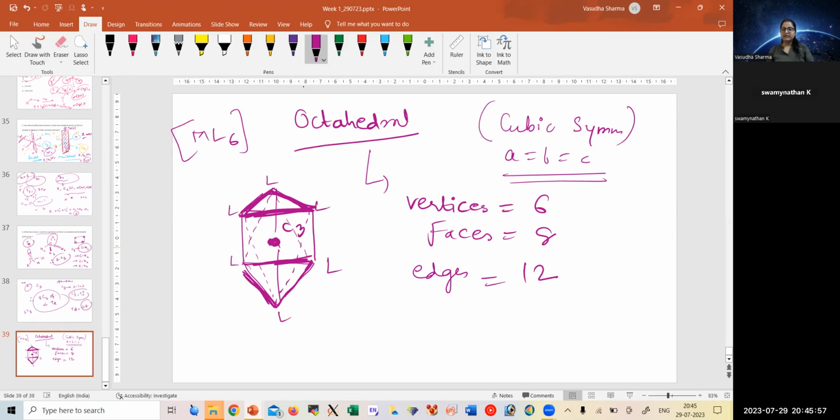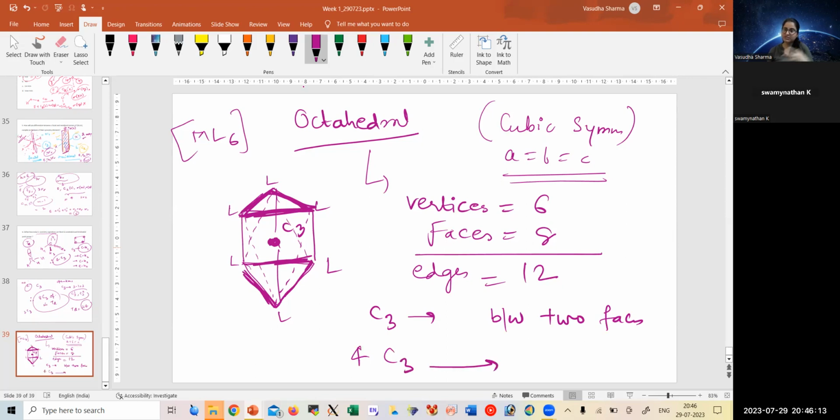So I said that there are 8 faces, and one C3 exists between 2 opposite faces, so 4 C3 axes will be there. Again, how many operations will 4 C3 give? 8. So the answer is 8. In both the cases, tetrahedral as well as octahedral, we have 8 C3s as the total number of symmetry operations. If you need to define how many axes the C3 goes through, that number is 4, passing through the opposite triangular faces. But if I talk about the total number of symmetry operations, that is 8.